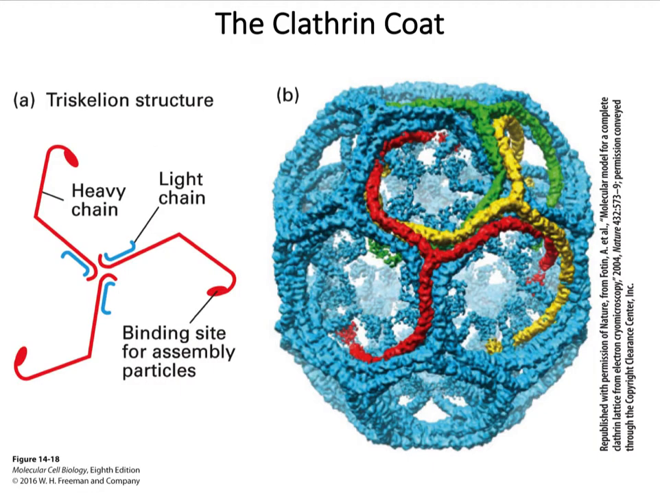So what happens is that these triskelions come together to form a very regular geometric basket around these forming vesicles. Here, the large blue ball is the vesicle, and there are 3 triskelions which are colored red, yellow, and green, and others in blue around the vesicle. It almost looks like a cage around the vesicle, which is lined by the phospholipid bilayer or the endomembrane.